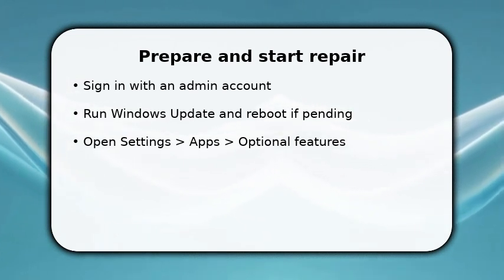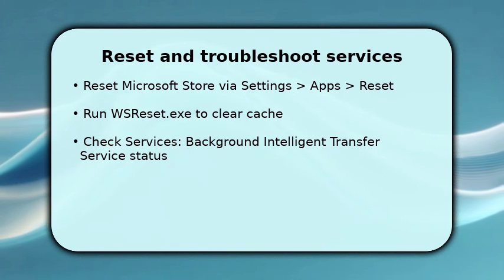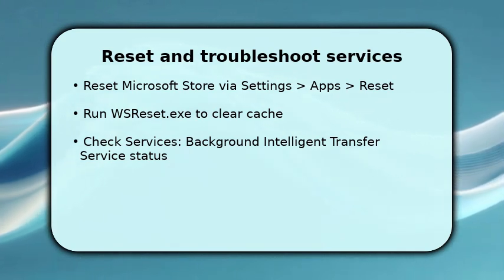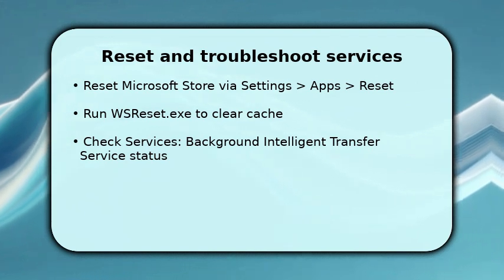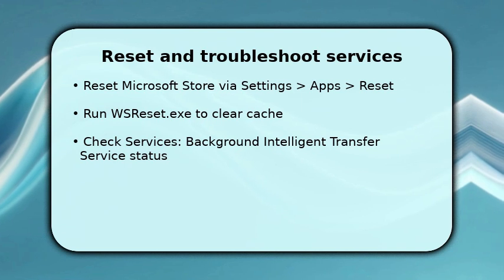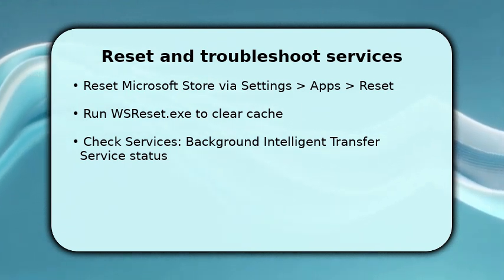Now you execute targeted fixes. First, reset the Microsoft Store app from Settings App's Advanced Options and choose Reset. This reinstalls app data but keeps your account. Once done, run WSReset.exe to clear the store cache and remove stale state that often causes errors.